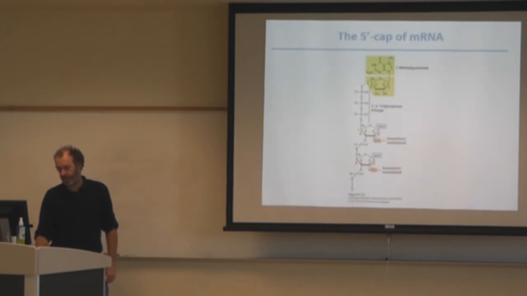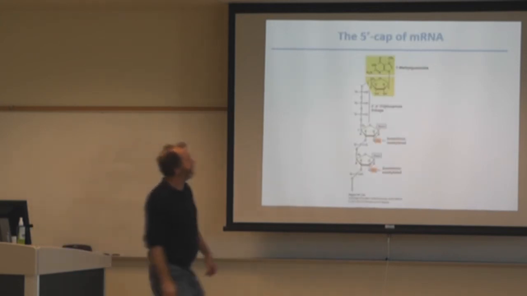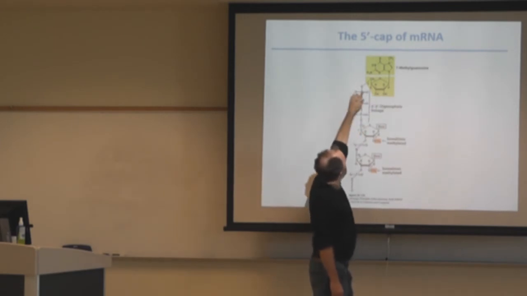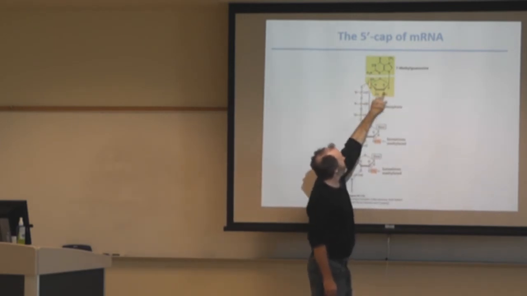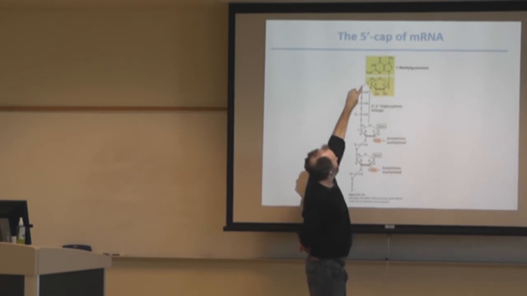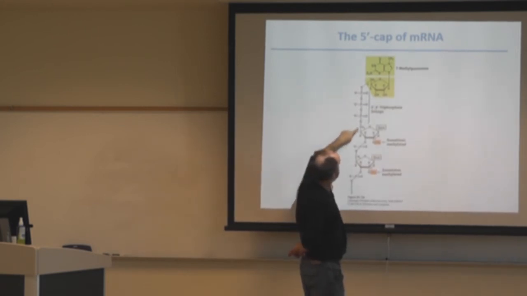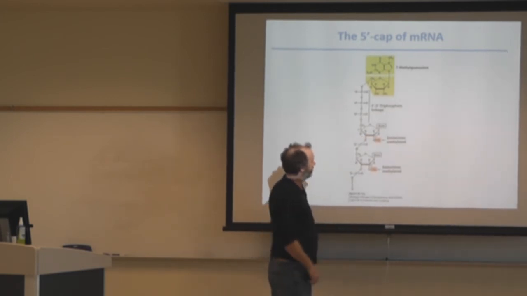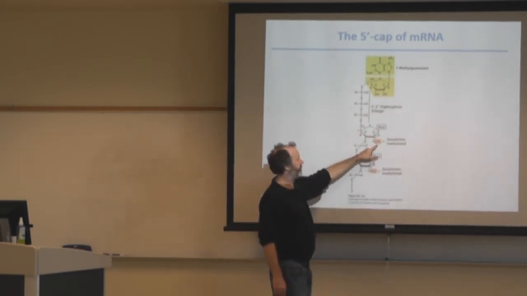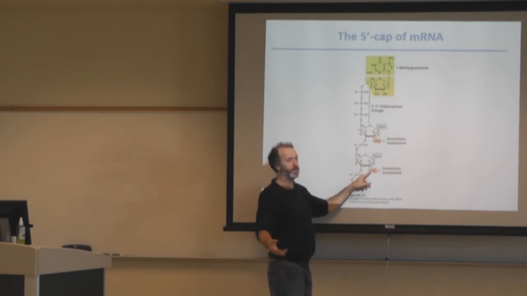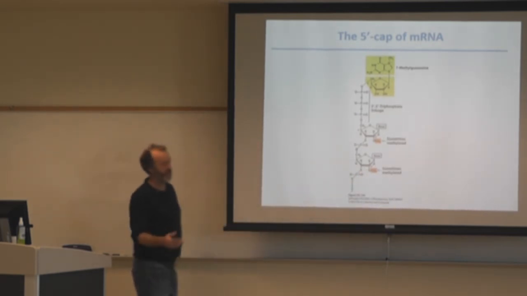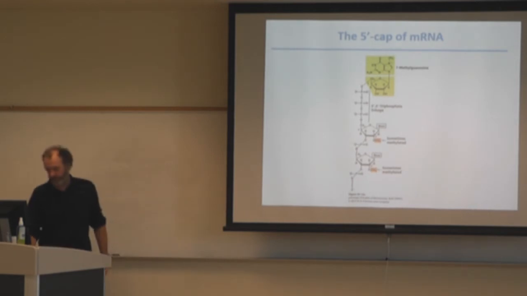And this is the structure we were talking about. Your 7-methyl-G, and then you have a 5' to 5' triphosphate linkage to the 5' of the first base. Sometimes that first base is going to be methylated, sometimes the second base will be methylated also. And that's your basic cap, 5' to 5' triphosphate.